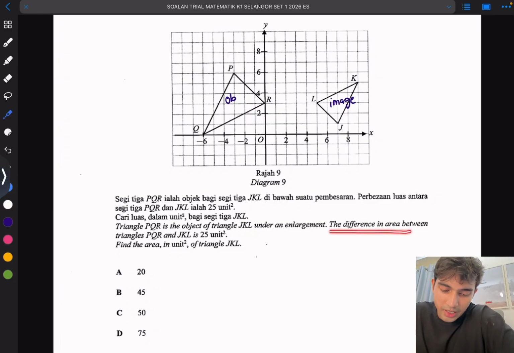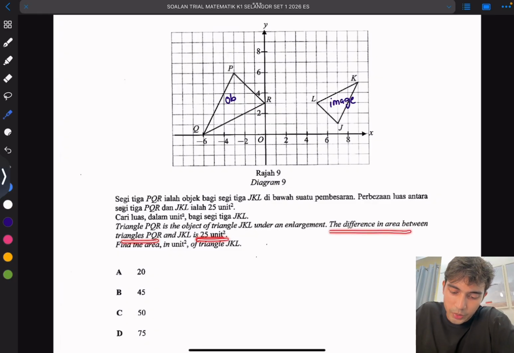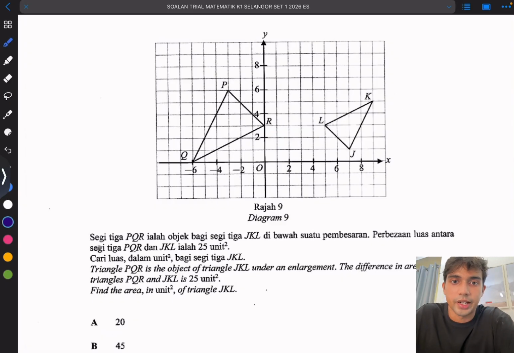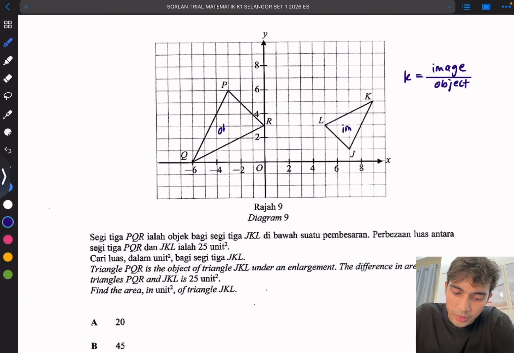The difference in area between the triangles is 25. Find the area of JKL. Let's find the scale factor of the enlargement. Scale factor is image over object. So this is the image, this is the object.